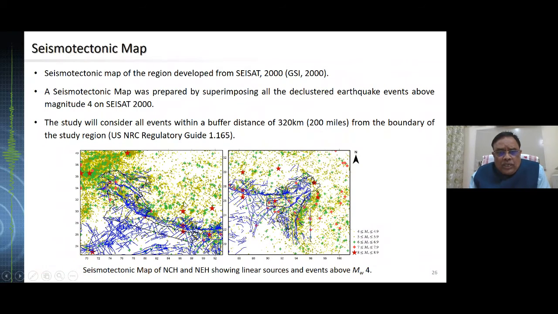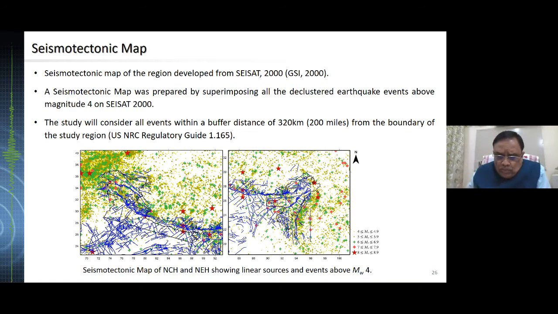This is the map which you can see, covering both the North Central Himalayas and North Eastern Himalayas of the region. It is a representation of the seismic features in an area like faults, lineaments, and shear zones, along with all the past earthquake events that happened in and around these seismic features. A buffer area of 300 kilometers was considered as per USNRC 1997. We have taken 300 kilometers, so that is why we have gone beyond the boundaries.